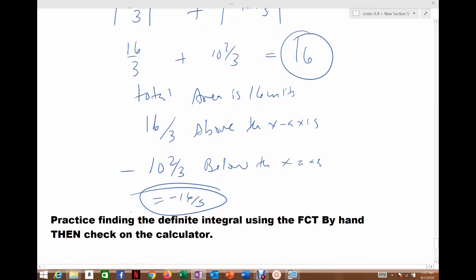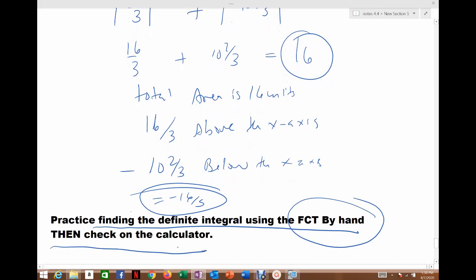Alright, so on your own, looking at the book problems, the Connect problems, the extra practice worksheets, practice finding the definite integral. Do it both by hand and on the calculator. You will need to do it both ways. By hand, I will ask you to do it by hand. You need to know how to do it by hand. If you don't show it by hand, you will not get points.